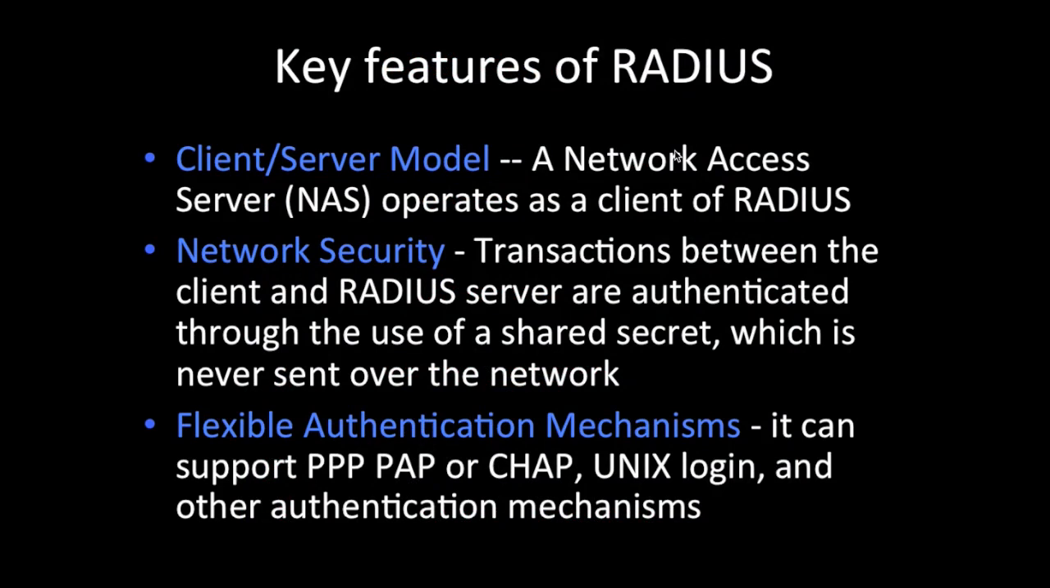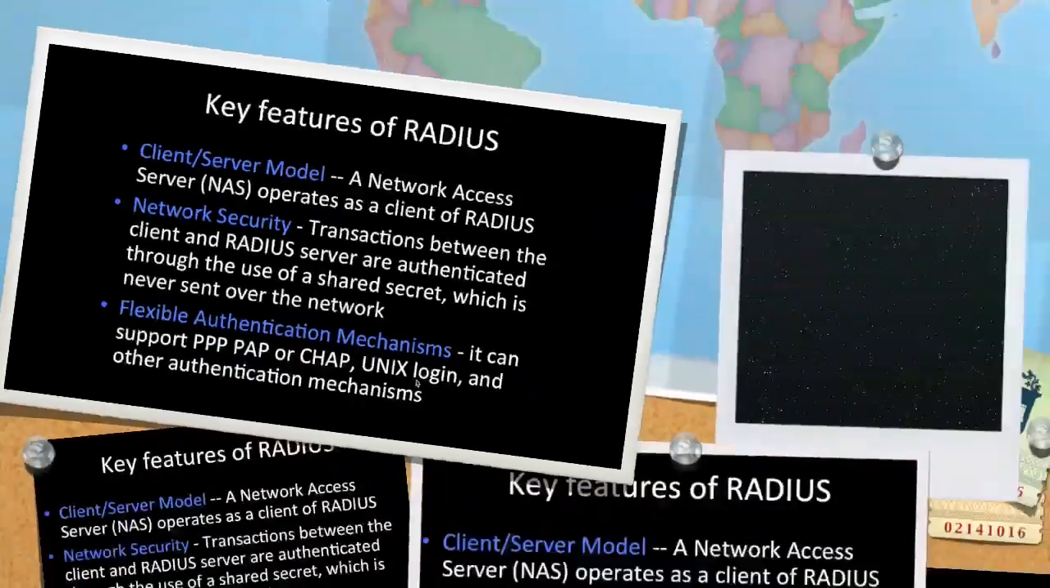Key features of Radius: a network access server operates as a client to Radius. Security transactions between the client and the Radius server are authenticated through the use of a shared secret, which is never sent over the network. It can support PPP, PAP, CHAP, Unix login, and other authentication mechanisms.